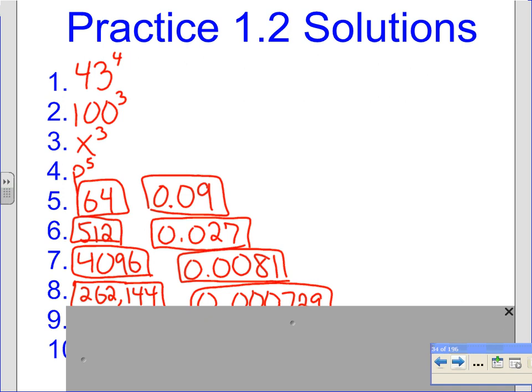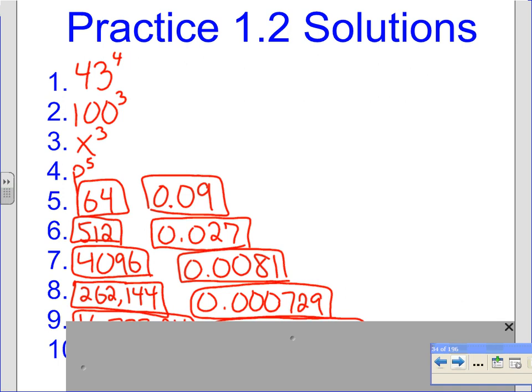Oh, sorry, couldn't see my 1. Yes, sorry. There is a 1 there. Thank you, Charles. For some reason, I thought that 1 was part of my line. I should look at my worksheet. Number 8, 262,144. And the other answer is 0.000729. Justin?